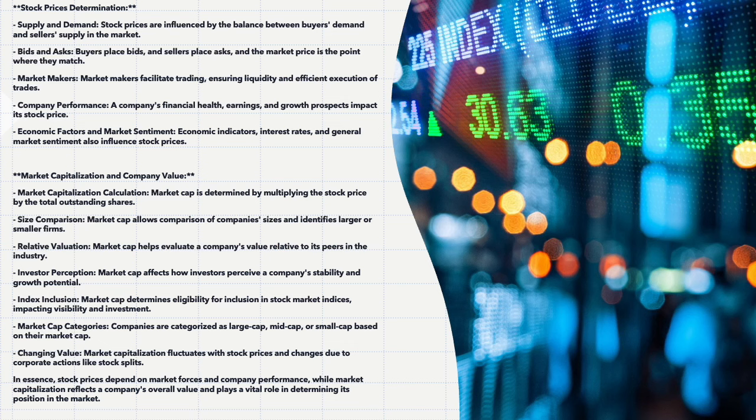Stock price determination. These are things that will influence a stock price at any given time. Supply and demand. Stock prices are influenced by the balance between buyers' demand and sellers' supply in the market. Bid and ask. Buyers place bids, sellers place asks, and the market determines where they meet. Market makers. Market makers facilitate trading, ensuring liquidity and efficient execution of trades.